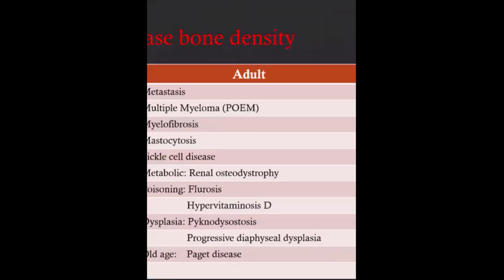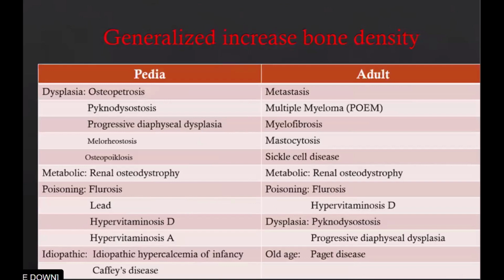If we go to our differential diagnosis for generalized increased bone density in this age group, we have osteopetrosis and pycnodysostosis. Those are the most important. We also have progressive diaphyseal dysplasia, renal osteodystrophy, fluorosis, lead poisoning, hypervitaminosis D, and other less common conditions.